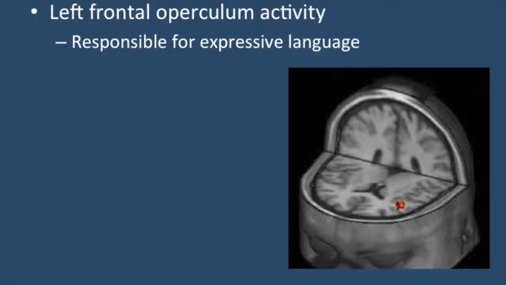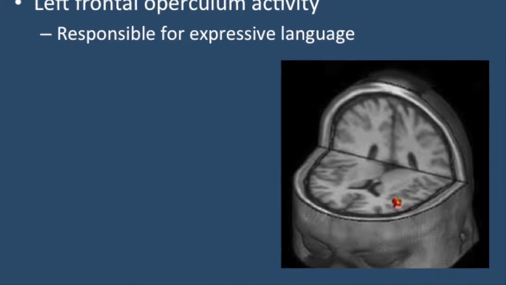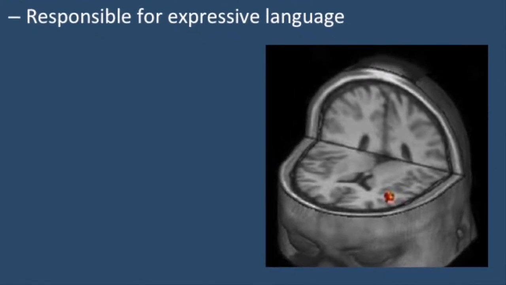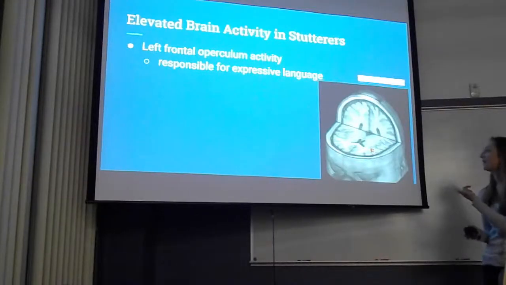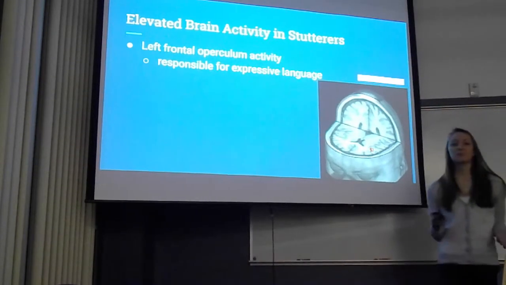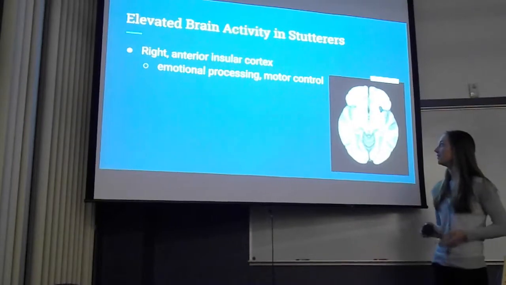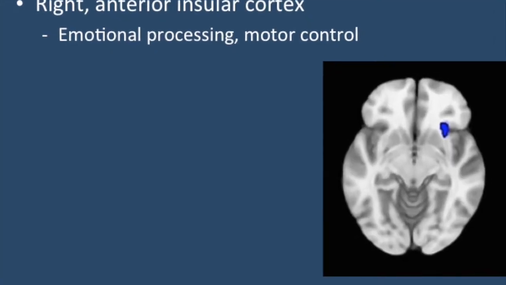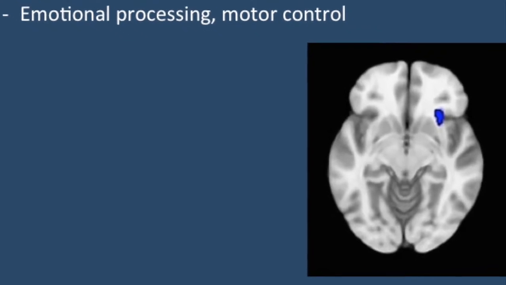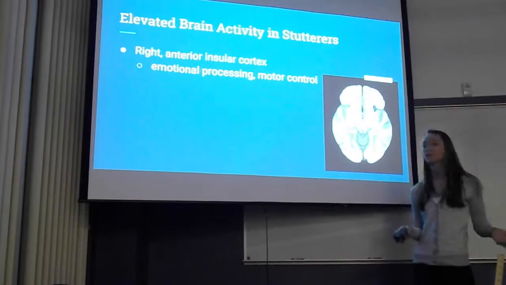There's elevated brain activity that they've found in stutterers. One area is the left frontal operculum, which is responsible for expressive language. You can see it lit up here on the fMRI, but they found that it's just much more active in stutterers. The other place is the right anterior insular cortex, which is also lit up here, and it's responsible for emotional processing and motor control, which we've learned about in class.